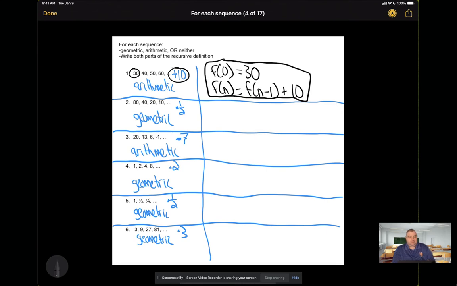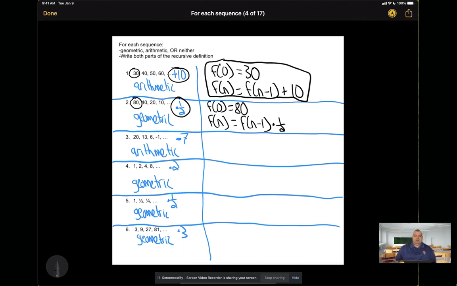So for number 2, our starting term is going to be 80. So we're going to say f of 0 equals 80. And then f of n equals f of n minus 1. And what was our pattern? Our pattern was to multiply by a half. So f of n equals f of n minus 1 times 1/2. So that is your recursive form for number 2.